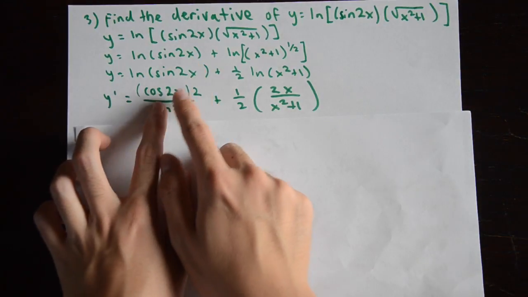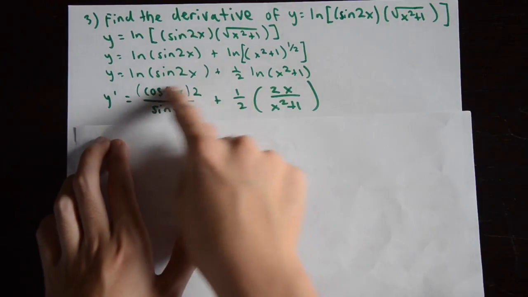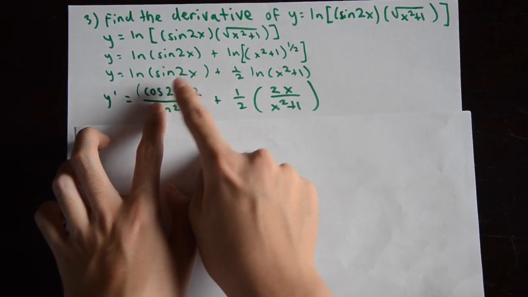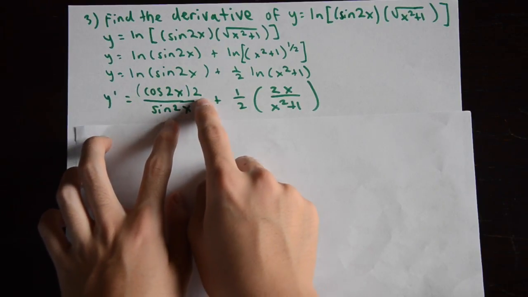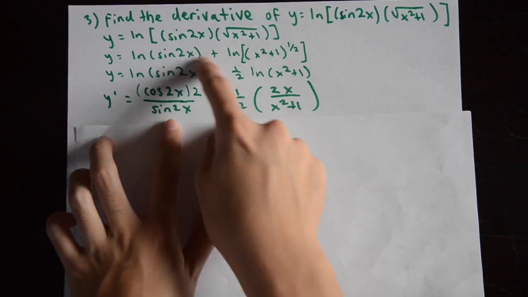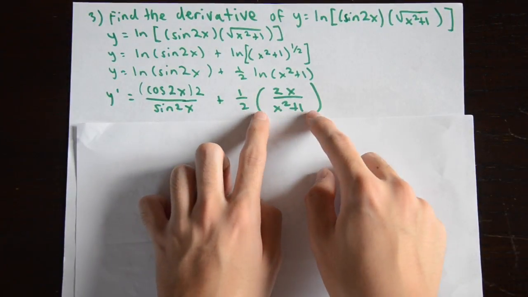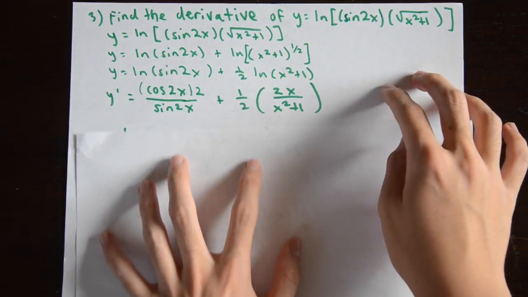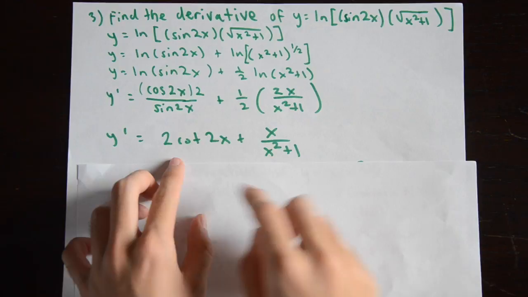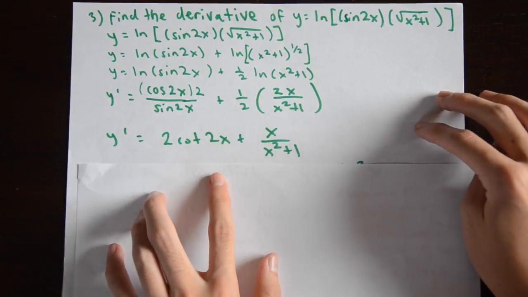So, using u prime over u, which was the formula for finding the derivative of a natural log, we get the derivative of sine 2x, cosine 2x over sine 2x, times 2 because of the chain rule. And you add it to 1/2 times 2x over x squared plus 1. The derivative of x squared plus 1 is 2x over x squared plus 1. Now if you simplify it, you get 2 times cotangent 2x plus x over x squared plus 1.